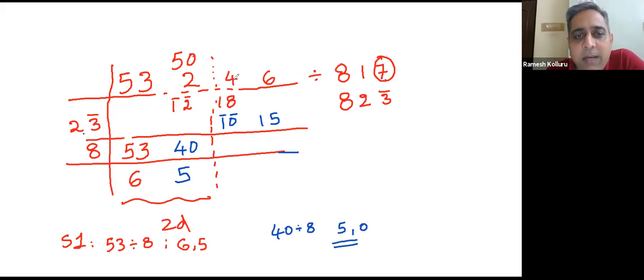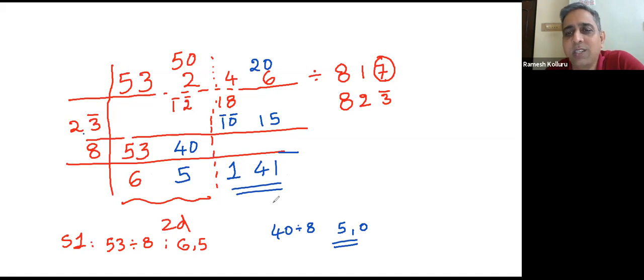So 18 plus 4, 22 minus 10, 12. So retaining 1, out of the 12, I'm retaining 1, passing 2 as 20. So whatever the 2-digit number, we retain only 1 digit. We are not going to divide anymore. We pass that digit to the next place. So 2 plus 1, 3, plus 1, 4, 141 is my remainder. 65 is my quotient, 141 is my remainder, right?